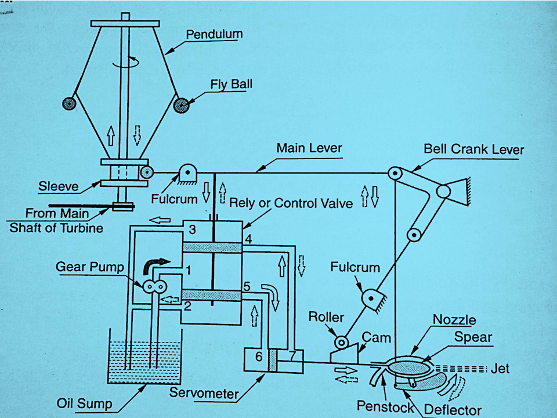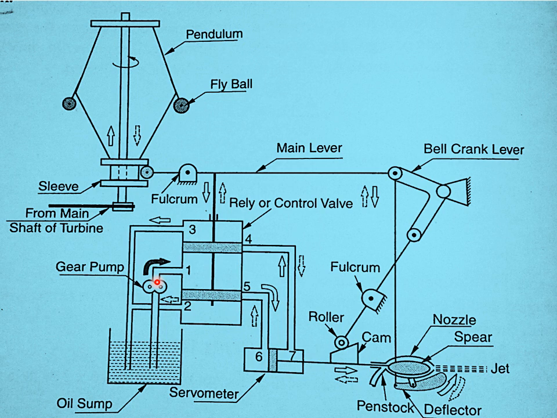So first, the main components of the governor used for controlling the speed of Pelton turbines are, so here, this is the main shaft of the turbine that is connected with a sleeve, and this sleeve is connected with the centrifugal governor. It has the fly ball and the pendulum, and here is a fulcrum, and this is the main lever. This is the bell crank lever that is connected with the help of a cam roller, and this main lever is connected with the deflector, and this is the relay control valve. This is the servomotor, oil sump, gear pump. So these are some components of this governing mechanism.